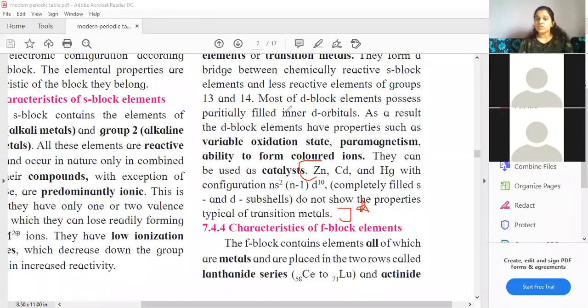Okay, students. See what is written in the last group: the element zinc, cadmium, and Hg, which is mercury, with configuration (n-1)d10 ns2. Students, see, ns2 (n-1)d10. This is the configuration for the last group of the d block.